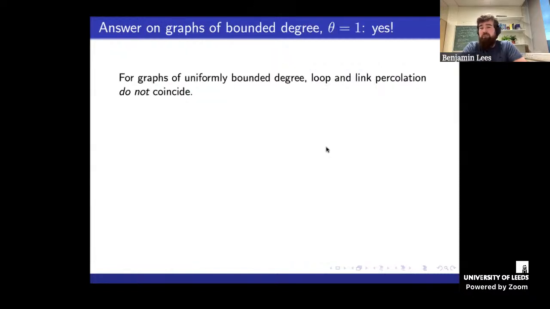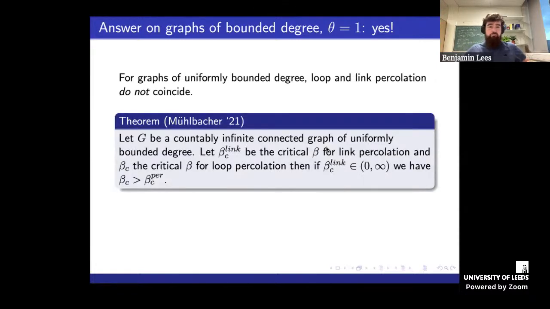But okay, it wouldn't be a very interesting question if the answer to it was always no. And it turns out that if we're on a graph of uniformly bounded degree, then the answer is yes. So suppose we're on a graph where the degrees are all bounded above by some d, or say capital D, not necessarily the dimension. But for Z^d, this would be 2 times the dimension. Then loop and link percolation don't coincide. So this is a result of Morwacher from a few years ago.